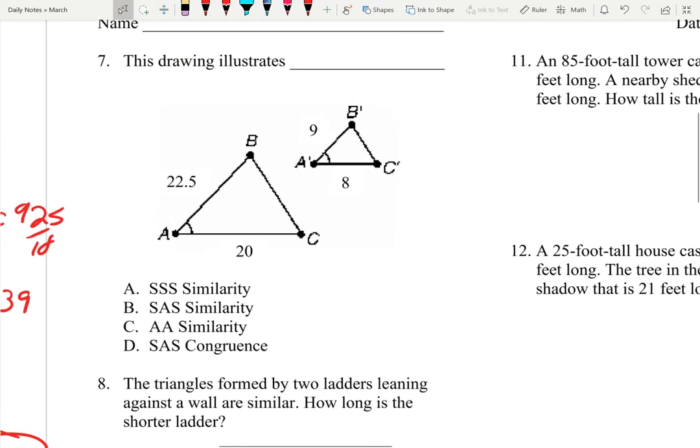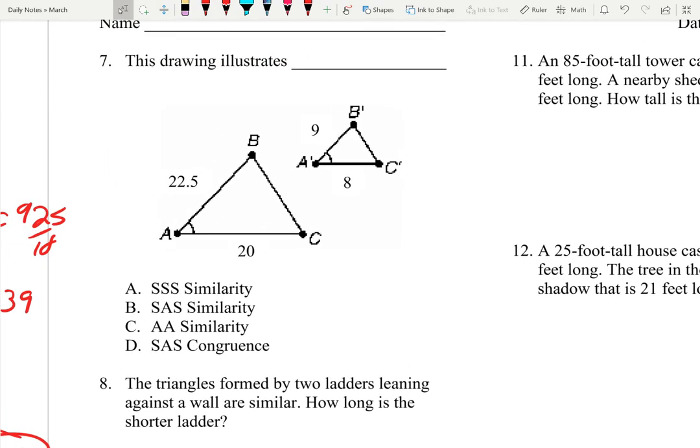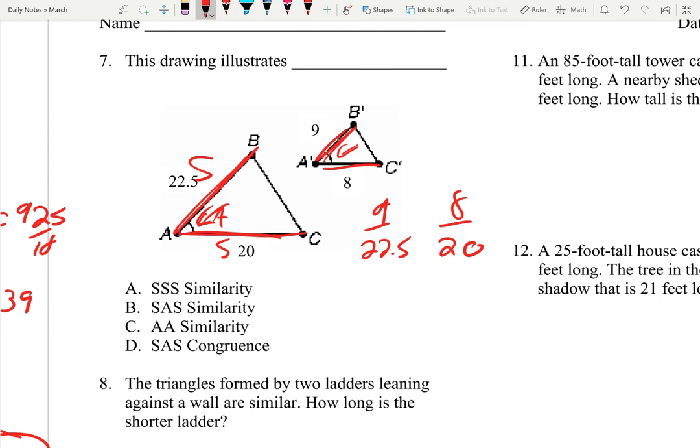Now this drawing illustrates what type of similarity. We have side proportions, 9 with 22.5, and 20 with 8. If we're doing it this way, it should be 8 to 20. And then the angle between them lines up as well. So we have two sides and an angle. So yes, these are similar triangles, and they're similar because of side, angle, side. The angle is between the two sides, like we just talked about with triangle congruence. This is side, angle, side similarity.